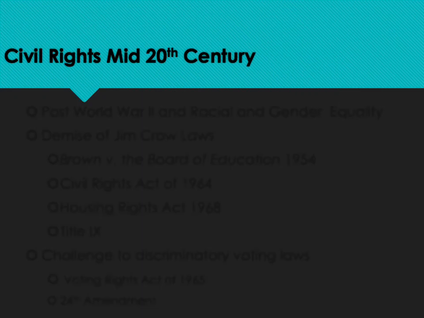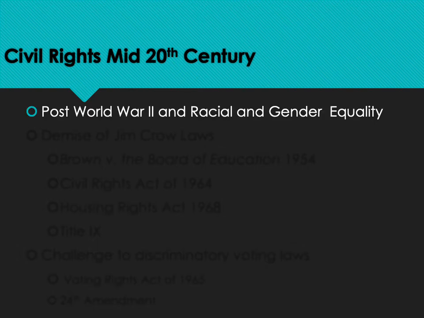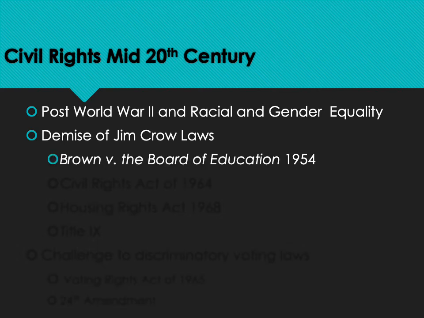So how did these demands on the street play themselves out in the courtroom and in law? Well, following World War II, obviously there were continued struggles for racial and gender equality. The first move on that was the legal demise of the Jim Crow laws, and that took place in a couple of ways.